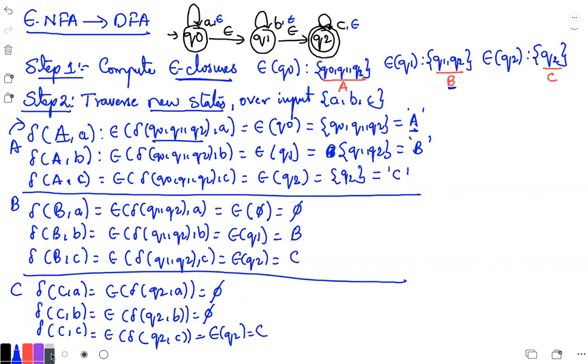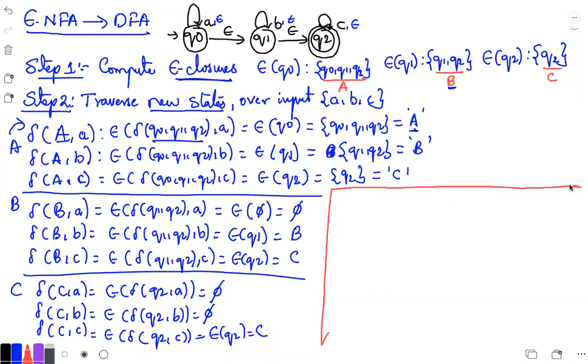Okay, that's it. All the new states have traversed over the input. Clear? Now you need to construct the DFA with the given data. What are the states? A, B, C. So the new states are A, B, and C. Now come to the case of A. A on A itself, right?